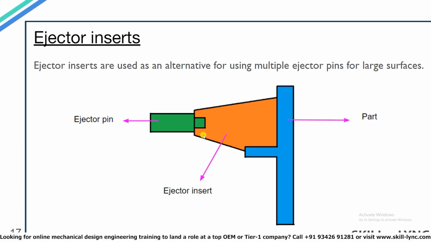So this insert helps in distributing the ejection force over a larger surface without the need of providing extra ejection pins. Ejector inserts can also be used in cases where the customer does not want any ejector pin marks on the part. So in that case, an ejector insert covering a large area of the part can be used, which will help avoid the marks that would have been left if multiple smaller surface area ejector pins were used.